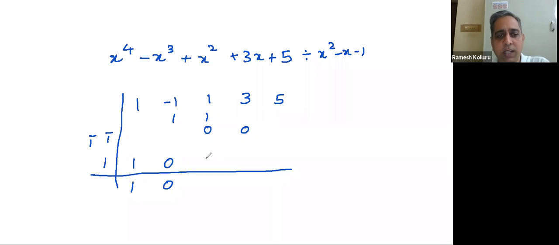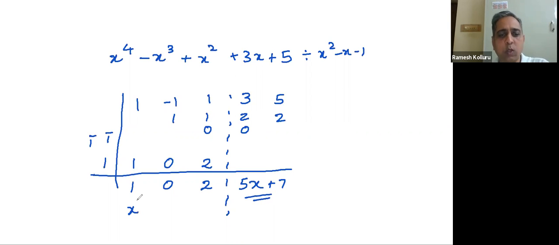So this is 2 here, 2. So this is my quotient part, this is my remainder part. So 2, 2 will be added. So 3 plus 2 is 5, 5 plus 2 is 7. So 5x plus 7 is my remainder, x squared plus 2 is my quotient. So x squared plus 2 is my quotient and 5x plus 7 is my remainder. I hope everyone is getting this way, right?